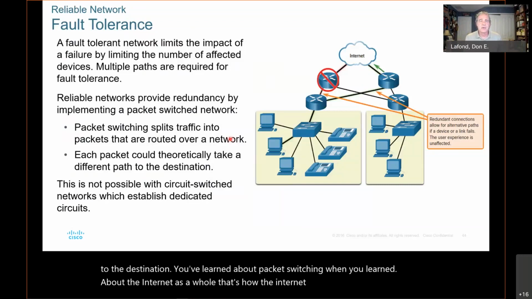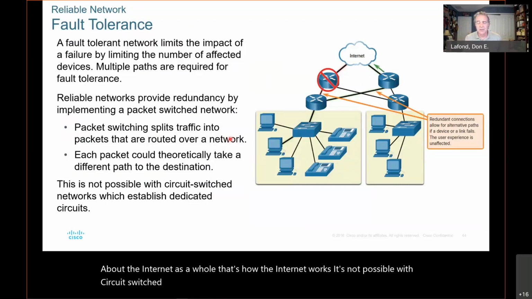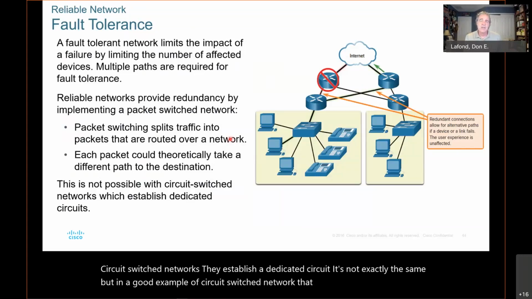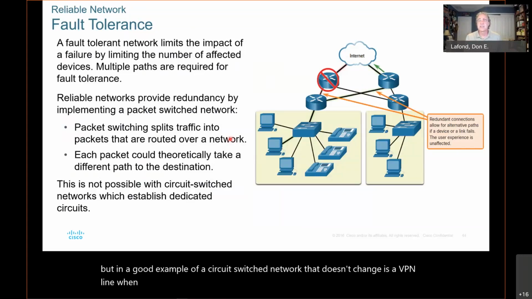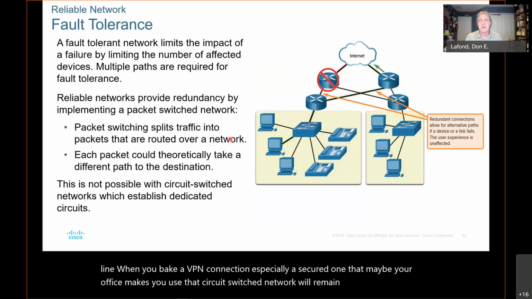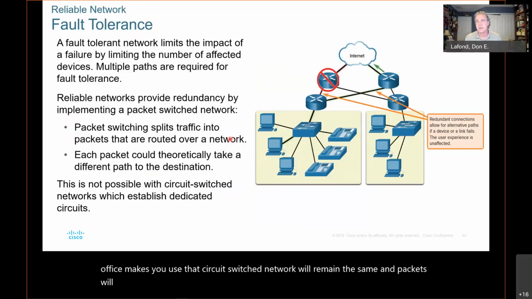It's not possible with circuit switch networks. They establish a dedicated circuit. It's not exactly the same, but a good example of a circuit switched network that doesn't change is a VPN line. When you make a VPN connection, especially a secured one that maybe your office makes you use, that circuit switched network will remain the same, and packets will follow the same path from one place to another.